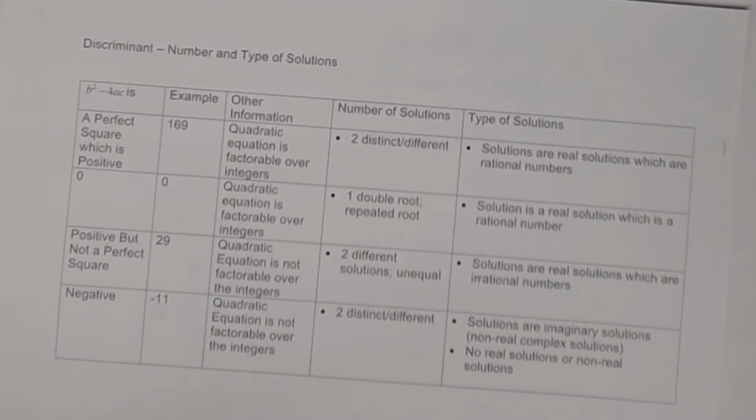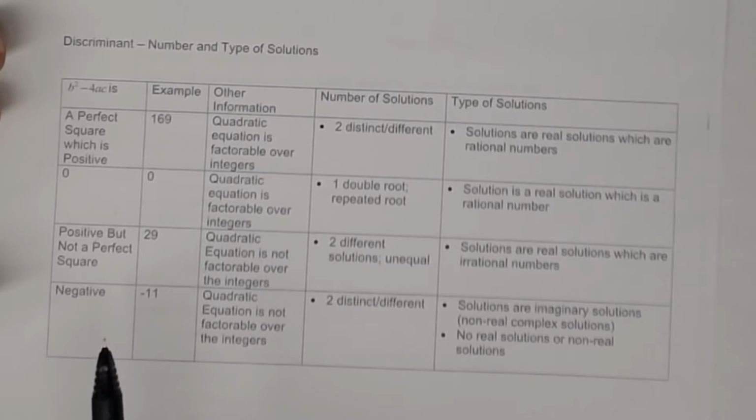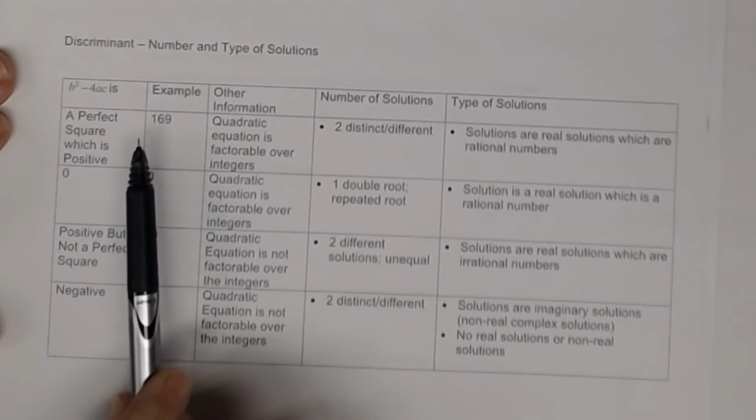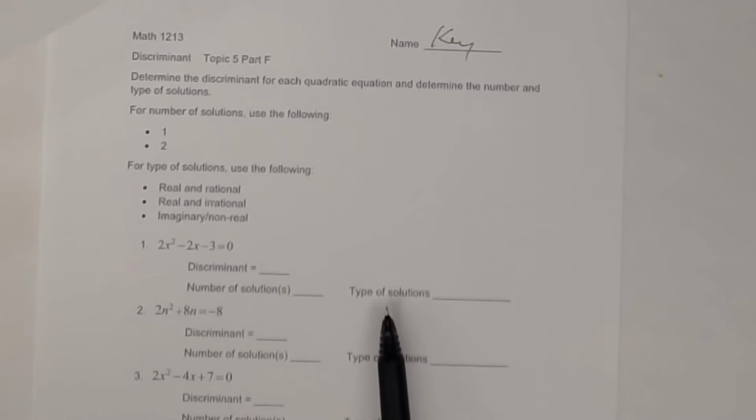For this worksheet, when you looked at the lessons, you are also provided this chart. So make sure you understand the information that's in this chart. You are going to use this information to help you to determine the type of solutions and the number of solutions. So let's go ahead and look at number one.